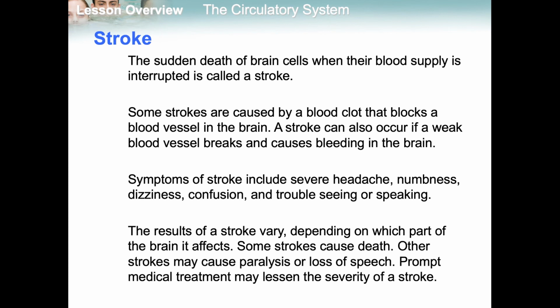A stroke is a sudden death of brain cells when the blood supply is interrupted. So usually you get a blood clot that happens in the blood vessel in the brain, and it usually affects the opposite side of whatever it's on. So let's say there's a blood clot on the right side of your brain, then it will affect the left side. And then the same for if there's a blood clot on the left side, then it affects the right side. So some strokes are caused by blood clots that block a blood vessel in the brain. Some of them it's a blood vessel breaking, causing bleeding in the brain. Symptoms of a stroke are severe headaches, numbness, dizziness, confusion, and trouble seeing or speaking.